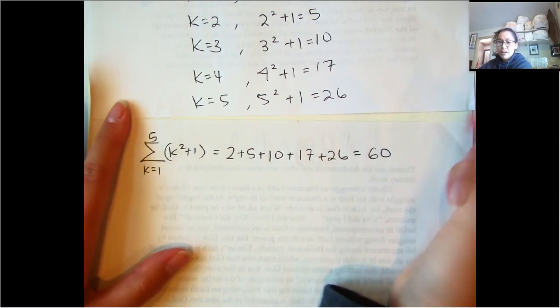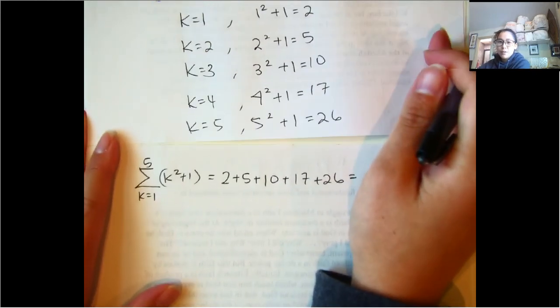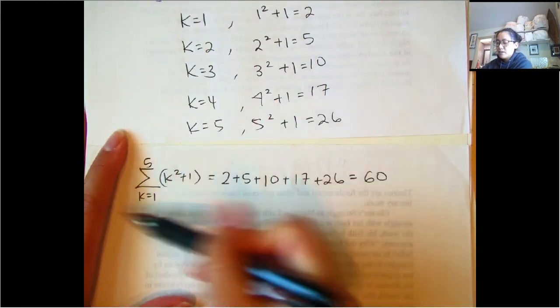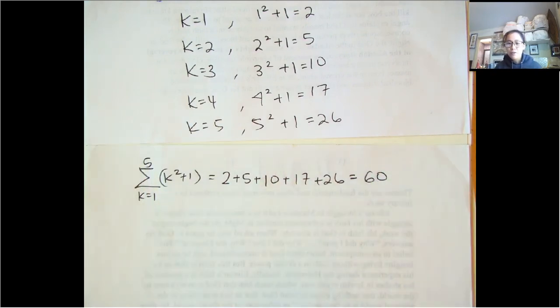Okay, so just to reiterate, you're adding up each of these numbers, and that's what this equals. So this equals the sum of each of these numbers. Okay, so that's summation notation.